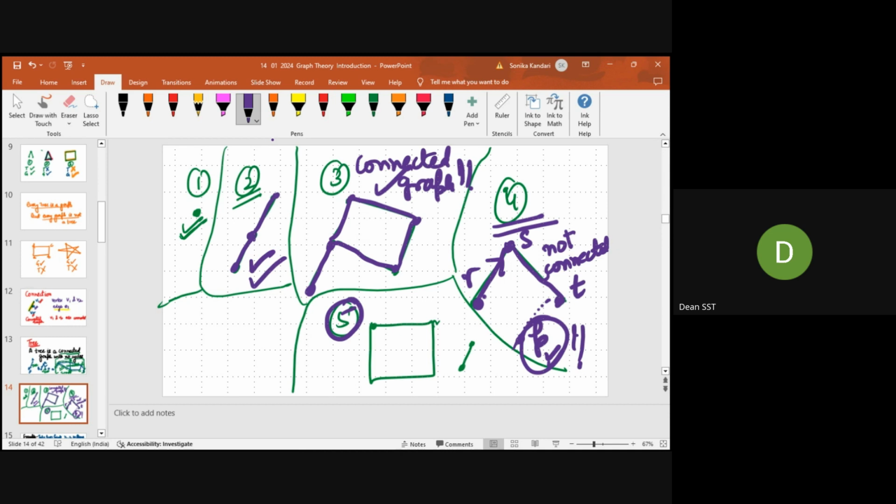Now coming on to the fifth one. Is this graph connected? P, Q, R, S, and this is T and U. This is a graph, but is it connected? No, ma'am. Because let us see from Q to U. We can't reach from Q to U because there is no edge. So this is not connected.